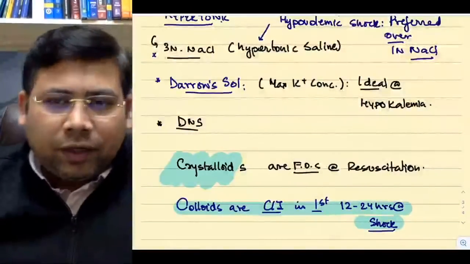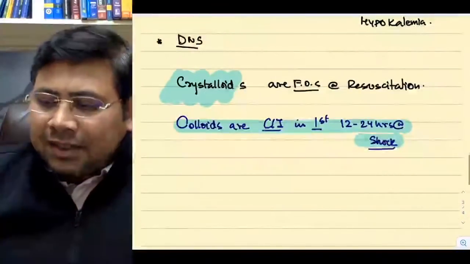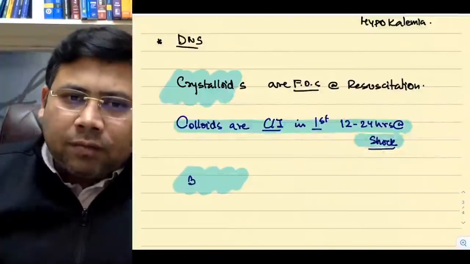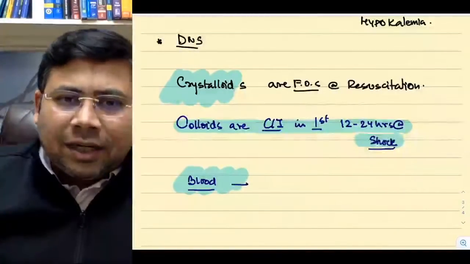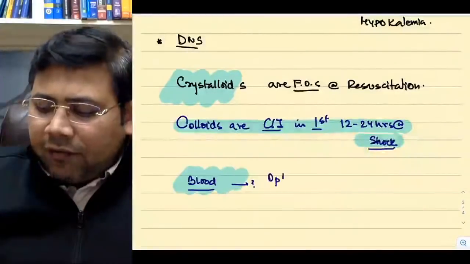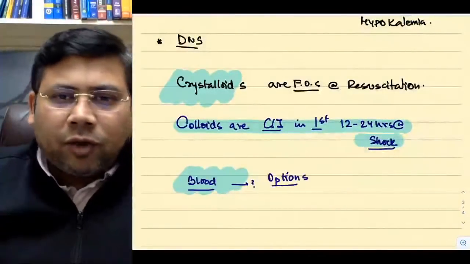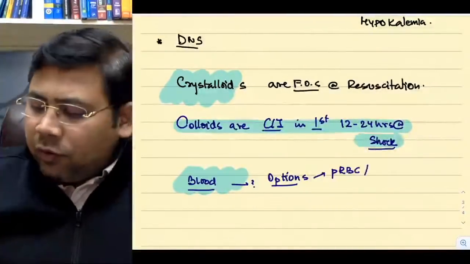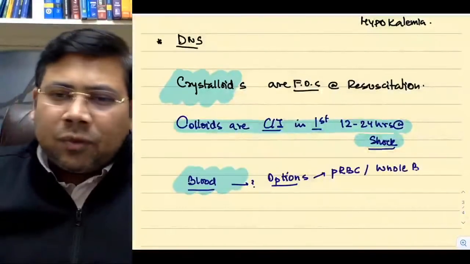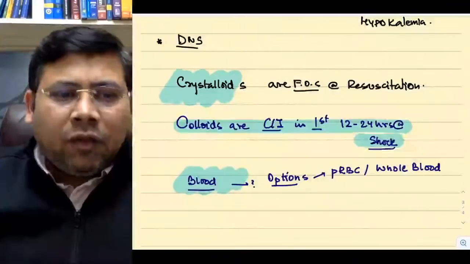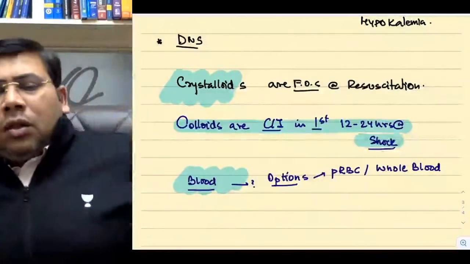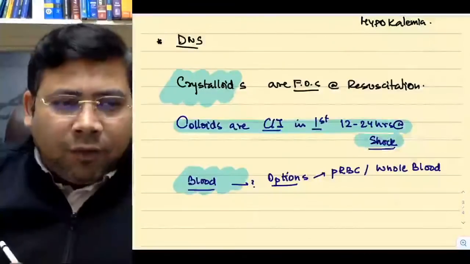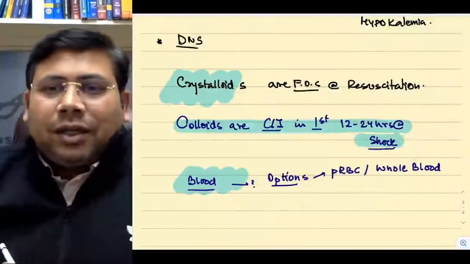I'll tell you about them, don't worry. Colloids I'll take separately. As far as blood and blood products are concerned, I will just tell you what options we have and what is the most important thing to remember. The options: we have packed RBCs. We can use whole blood. Suppose you want to give 1 or 2 units of blood, you can give whole blood, but not in massive quantity. Yes, you are right that colloids leak into the interstitium.